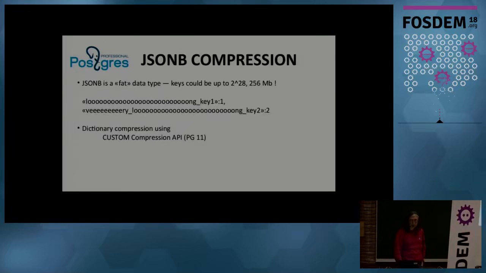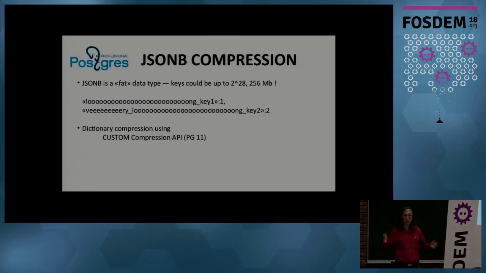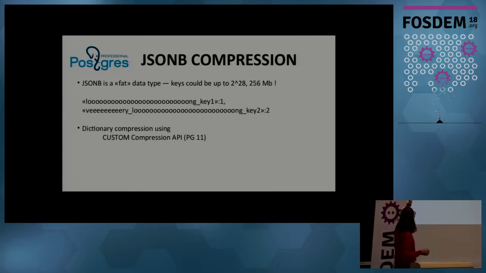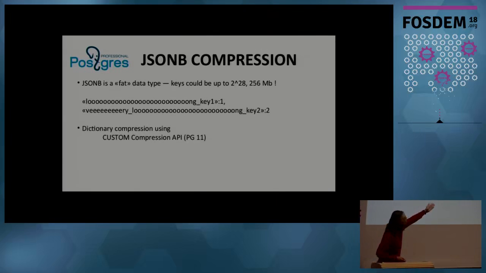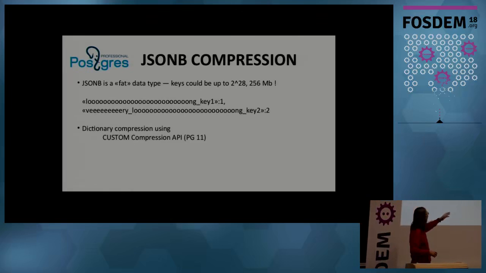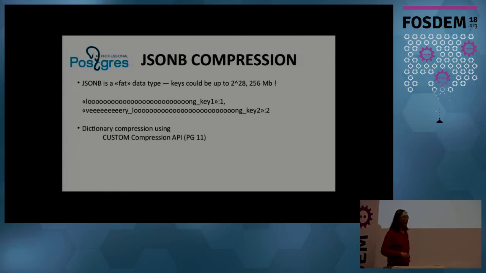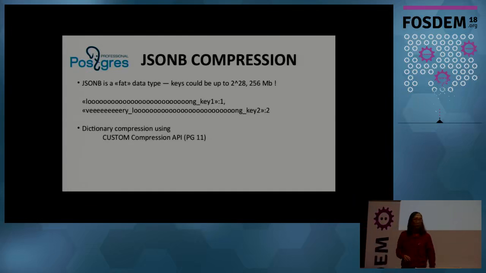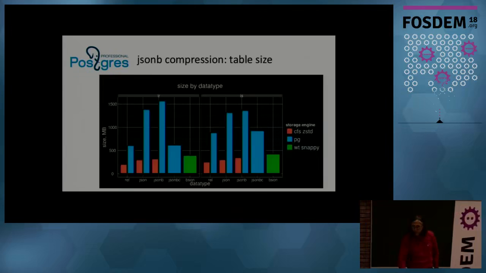Compression. You know that JSONb is a fat data type. Keys could be very long. In JSONb, a key could be 256 megabytes long. And people actually love to use very long, meaningful keys. And in case you have long keys and some short values, you have a lot of overhead. So dictionary compression helps. And for PG11, now the custom compression API is under review, and we use its custom compression. We create a dictionary compression for JSON. And dictionary compression really helps.